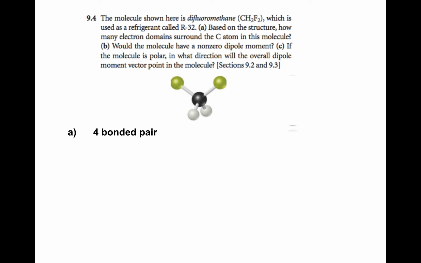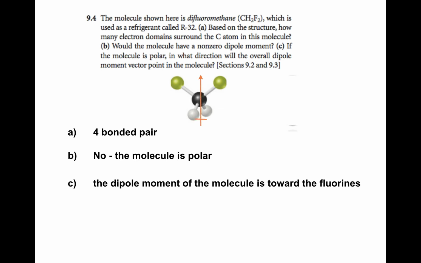Would this molecule have a non-zero dipole moment? Yeah, the way this is, the fluorines, because they're more electronegative than the hydrogens, would pull electrons towards the fluorine side, and that would create a dipole moment. If the molecule is polar, in which direction does the vector point? Well, it points towards the fluorines. Fluorine's more electronegative, and it's drawing electrons in that direction. So the negative side of this molecule is on the fluorine side, and the positive side of the molecule is on the hydrogen side.